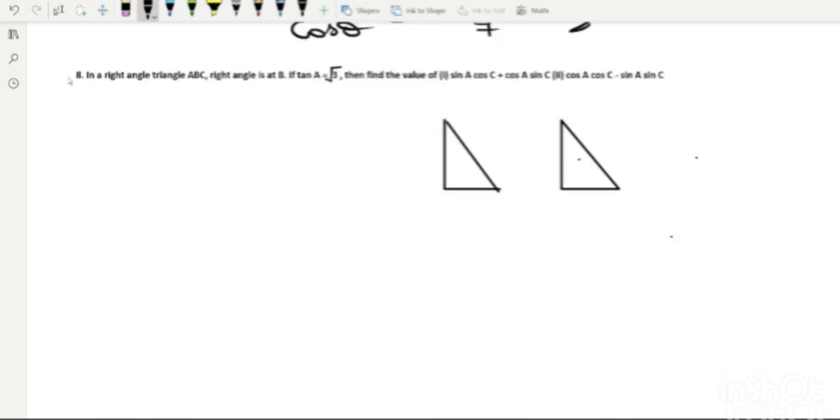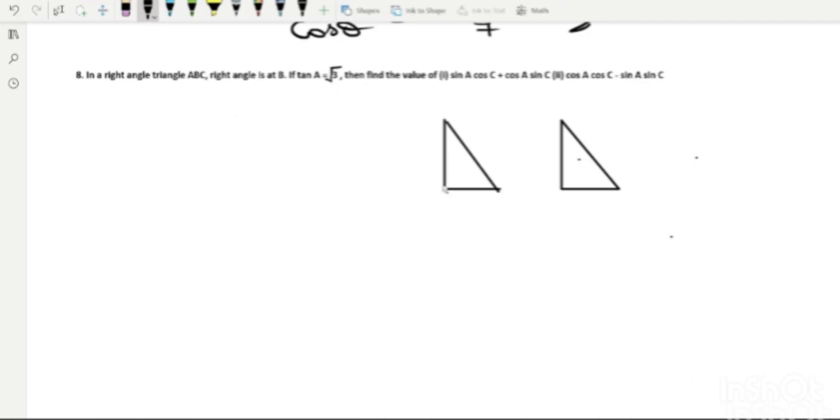So here is the last question of exercise 11.1, which states that in a right angle triangle ABC, right angle is at B. If tan A equals root 3, then find the value of sin A into cos C plus cos A into sin C. And the second question is cos A into cos C minus sin A into sin C.